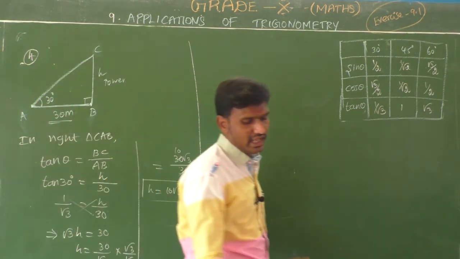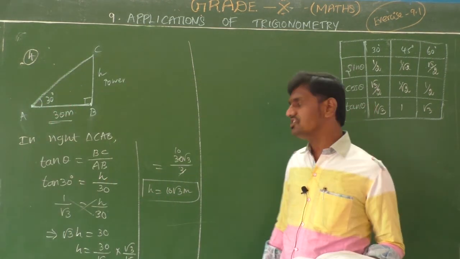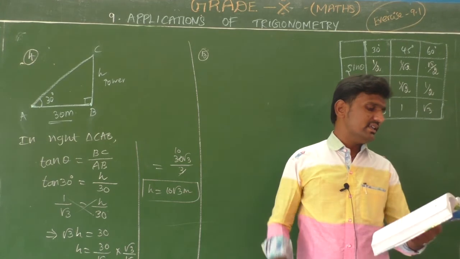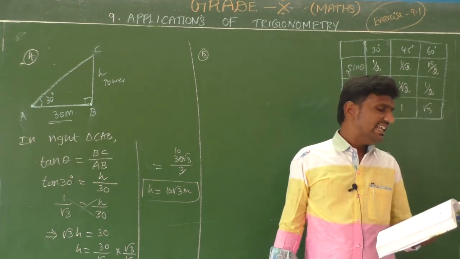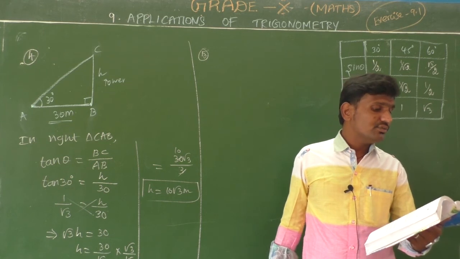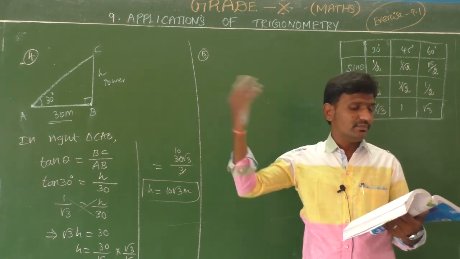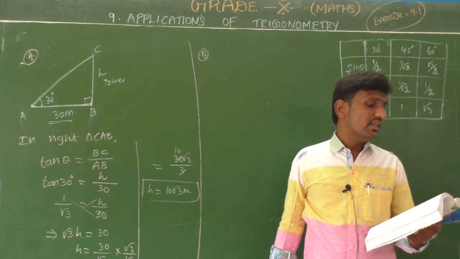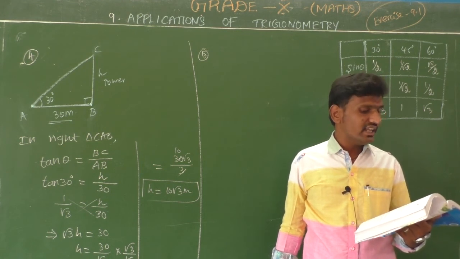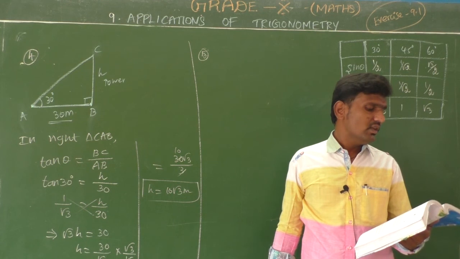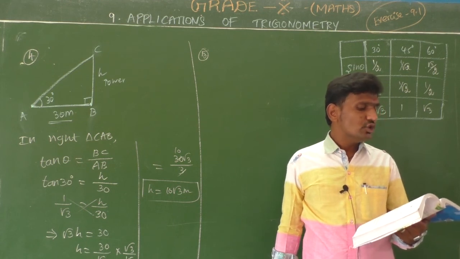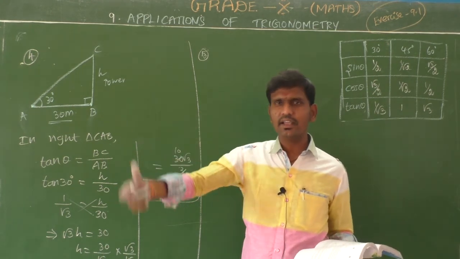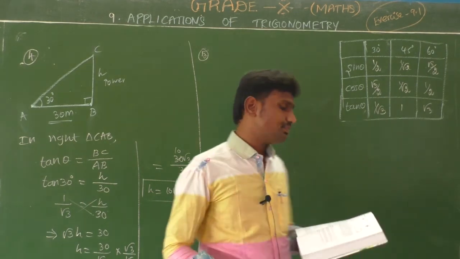Very simple only. Okay. And the last question we are going to see in this session, question number 5. That is also very easy, 2 marks only. A kite is flying at the height of 60 meter above the ground level. The string attached to the kite is temporarily tied to a point on the ground. The inclination of the string with the ground is 60 degree. Find the length of the string, assuming that there is no slack in the string. No slack means it's tight.